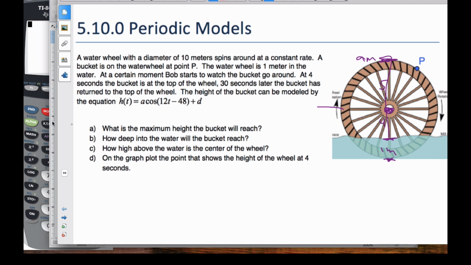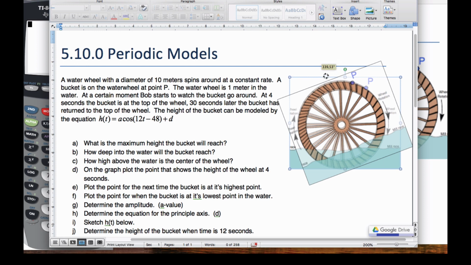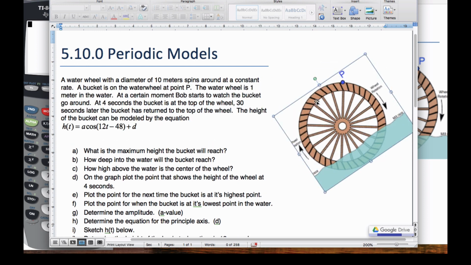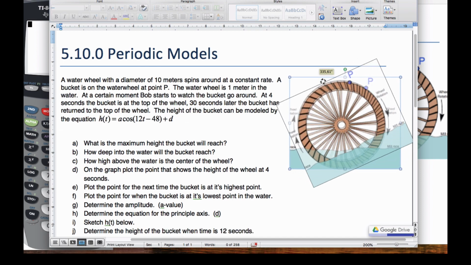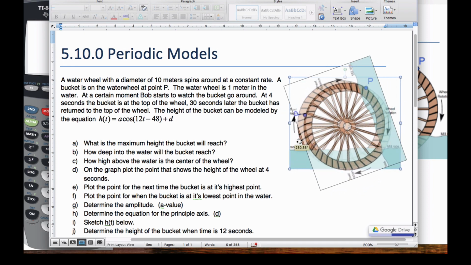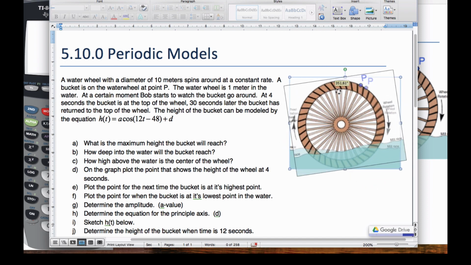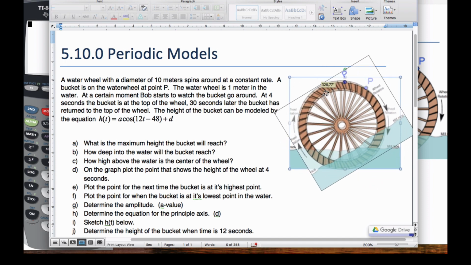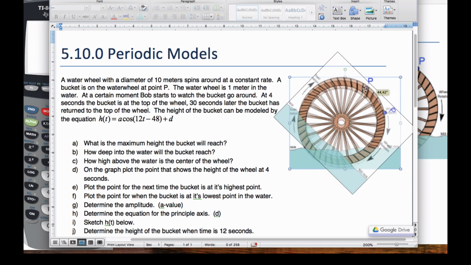So if I look at my wheel, basically what's happening, the bucket's going around. So at this moment here, when the P is up top, in essence, Bob sees it, that's at 4 seconds when he started to see it. So it's going around, 4 seconds, then it continues to go around and around, and then 30 seconds later, so in total 34 seconds, it is back at the top again. Okay, so it goes around, and 30 seconds later, it's at the top.